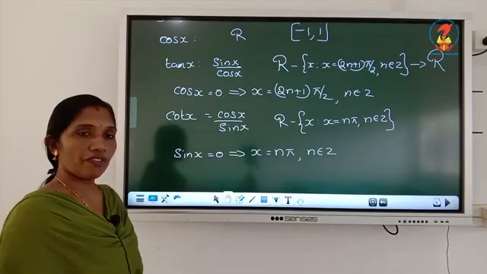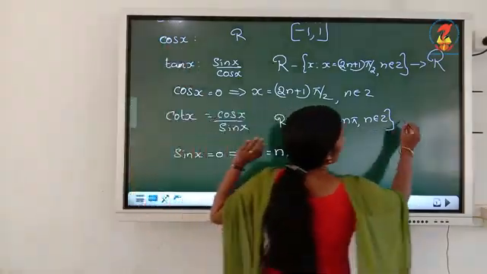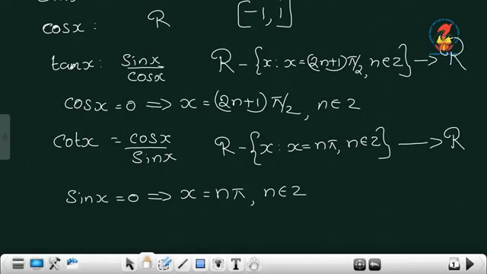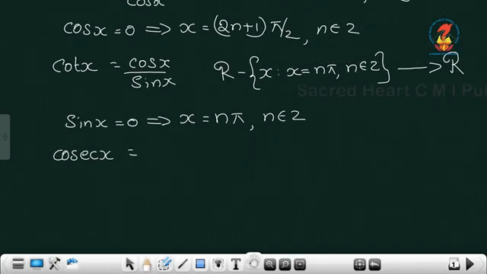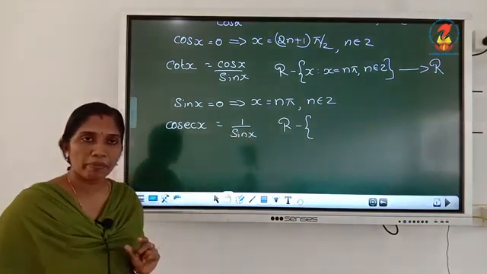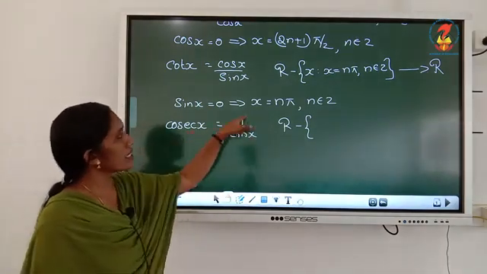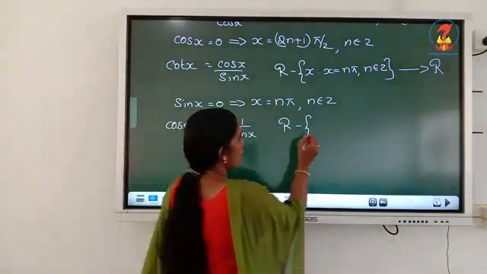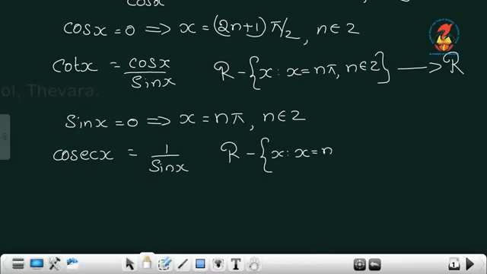Then what is the range of cot function? That is similar to tan function. It is set of real numbers. Now the next one is cosec function. Okay, cosec x. Cosec x we can write as 1 by sin x. So domain means R minus set of all x such that the sin x cannot be 0. Sin x is equal to 0 implies x is equal to n pi. So R minus set of all x such that x is equal to n pi, where n belongs to Z.